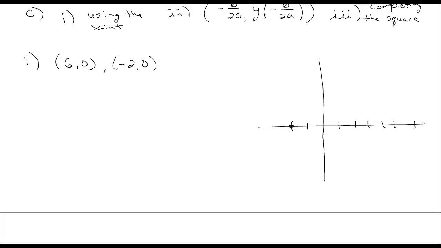So here's your x-intercepts. And because this is a quadratic equation, the graph of it is a parabola, which will either face up or face down. Now because the x squared term is positive, it will face up.